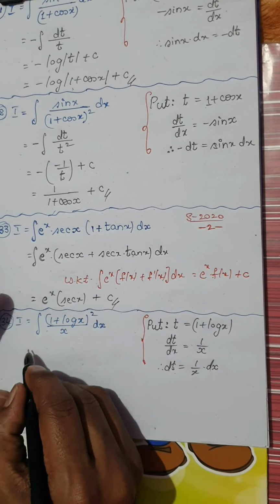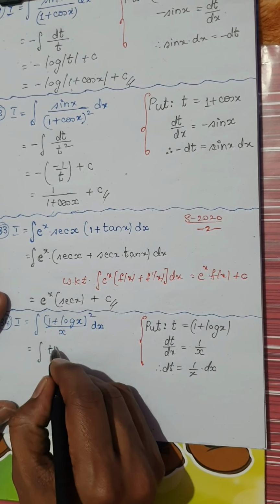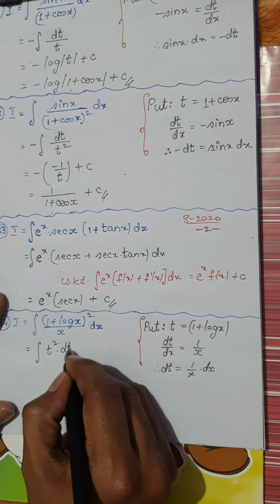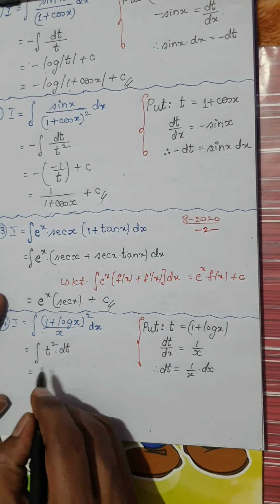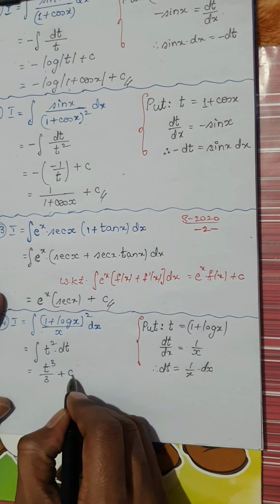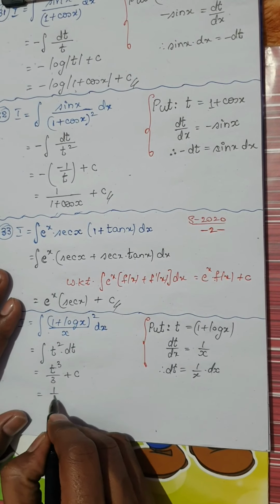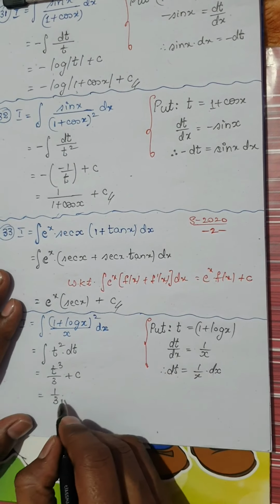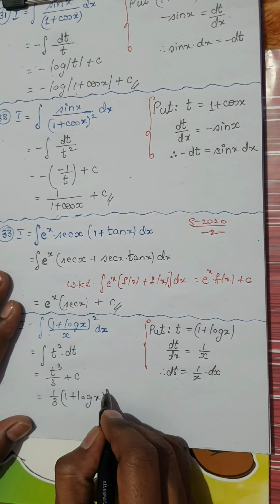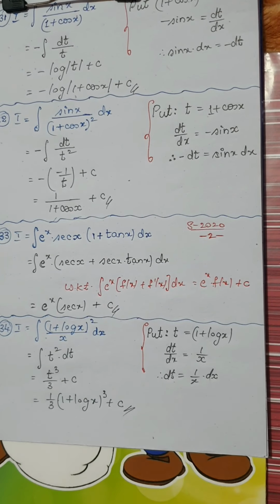See what happens to the integral. This is nothing but the integral of, remember, 1 plus log x is actually t, so t square, and 1 by x into dx would be simply dt. So the integral of t square would be, as a standard result, t cube by 3 plus a constant c. So the final result is 1 by 3 into, what is t? Replace back. It is (1 plus log x) whole cube plus c, which is the constant of integration, and that is the final result.